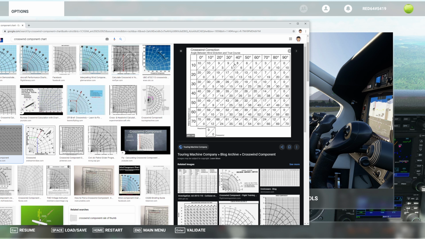But the problem is we don't know what our ground speed is, and since we don't know our ground speed, we can't calculate accurately where the wind is actually coming from. We know it's a rough direction that's going to be off to the left because we've calculated our correction.